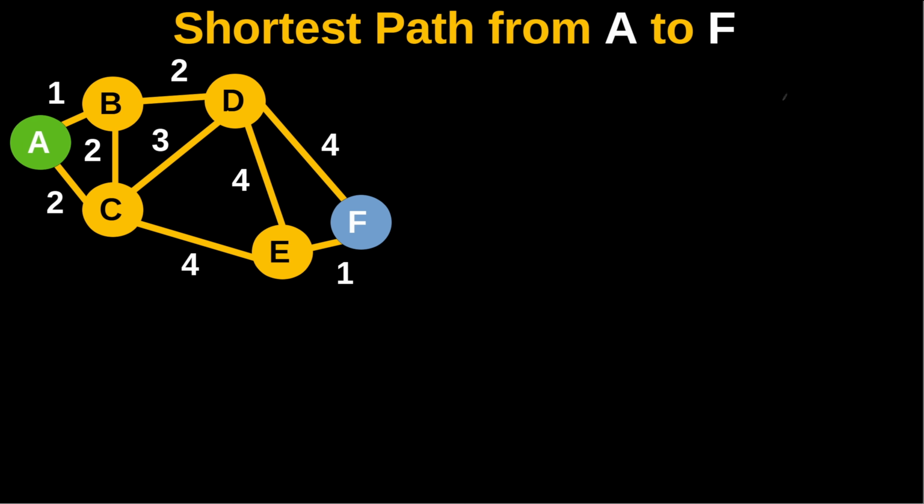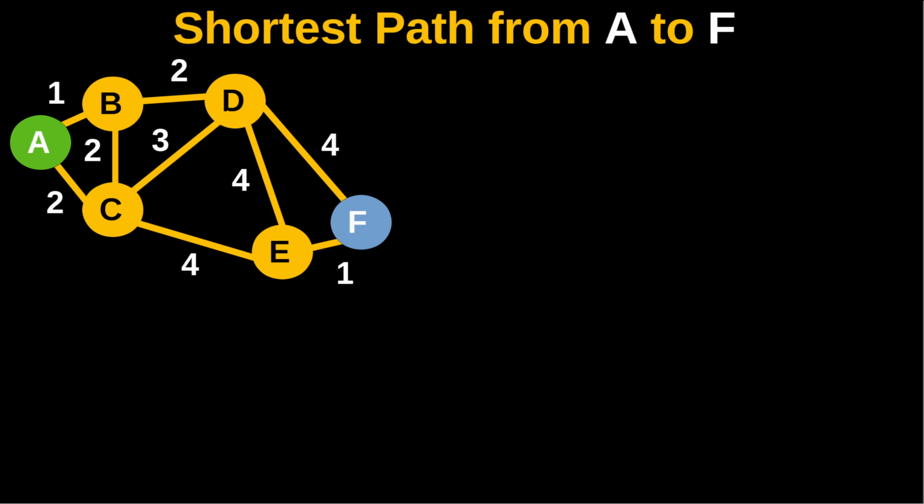Let's start with this graph. Suppose we want to find the shortest distance from A to F. Or alternatively, we can say, let's find the shortest distance from A to every other node on the graph. In both scenarios, the approach will be very similar or the same.